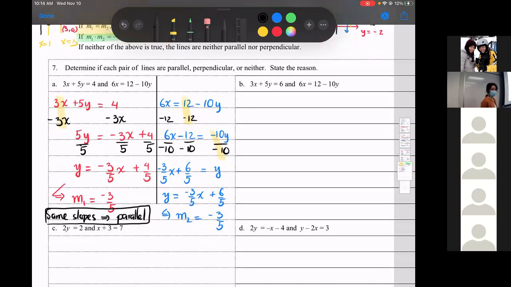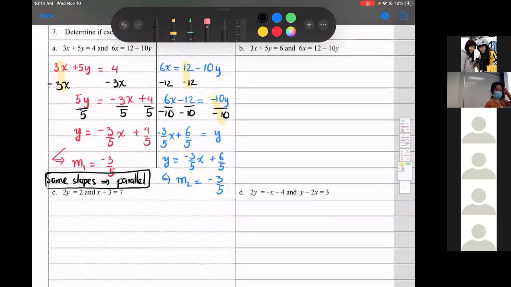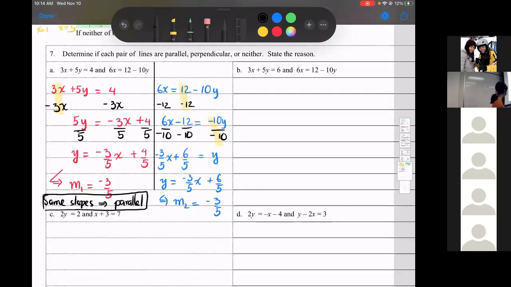Okay, it's similar. I'm going to do C, but I'm going to wait for you to copy that down first.